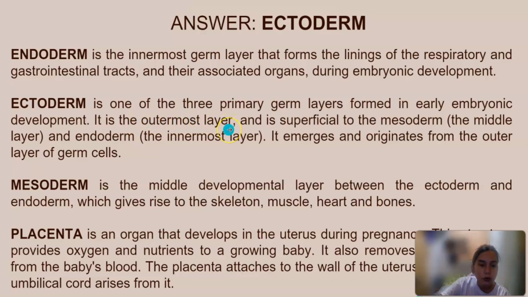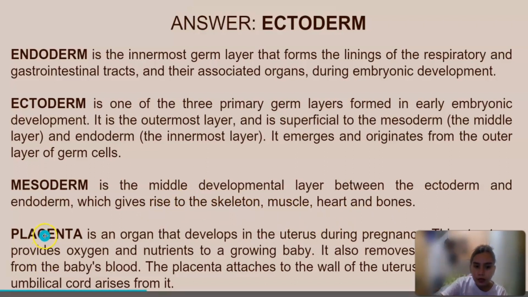So again, it is the outermost layer and is superficial to the mesoderm. Mesoderm is the middle layer and the endoderm is the innermost layer. It emerges and originates from the outer layer of the germ cells. So again, guys, mesoderm is the middle layer while endoderm is the innermost layer. So mesoderm is the middle developmental layer between the ectoderm and endoderm, which gives rise to the skeleton, muscle, heart, and bones.